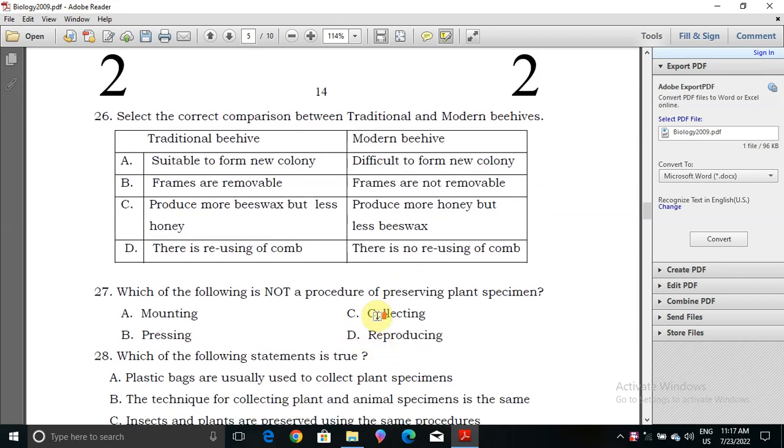Now question number 26. Select the correct comparison between traditional and modern beehives. In the traditional beehive, we have: suitable to form a new colony, frames are removable, produces more beeswax but less honey, there is reusing of comb. In the modern beehive: difficult to form a new colony, frames are not removable, produces more honey but less beeswax, there is no reusing of comb. So the correct comparison between the two will be choice C, which is: traditional produces more beeswax but less honey, and the modern beehive produces more honey but less beeswax. So the correct answer for question number 26 will be choice C.